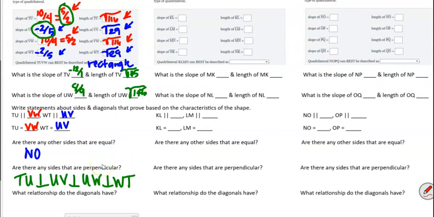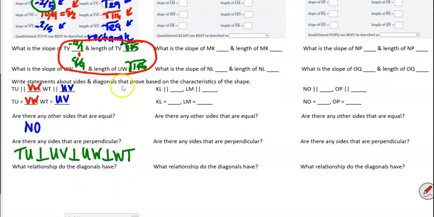Well, these were our diagonals right here, right? So there's no relationship between the slopes right here, is there? No. But you should notice that the lengths of the diagonals are the same. So we can say that TV is equal to UW. And remember, that's one of the characteristics of a rectangle, that the diagonals are congruent.